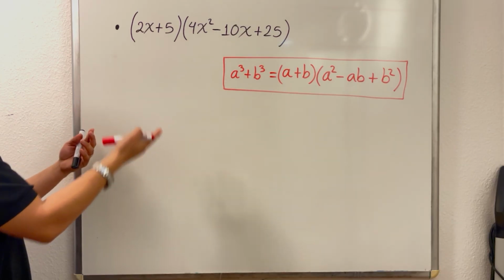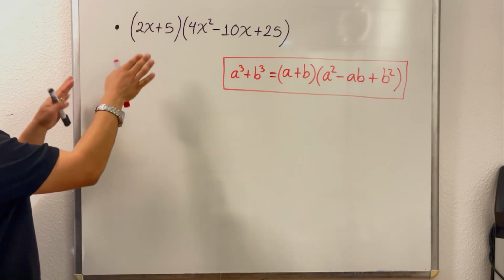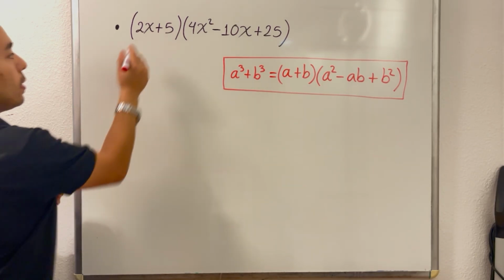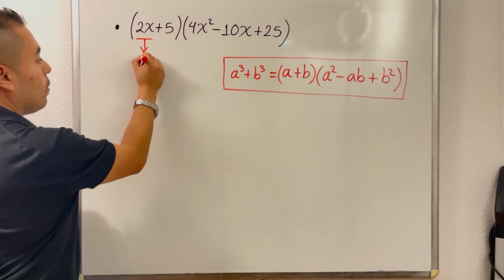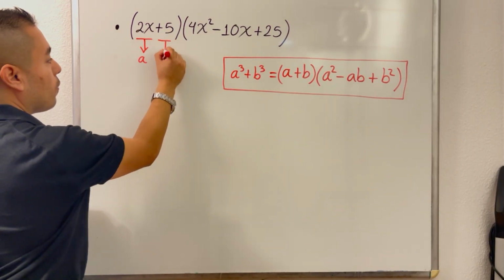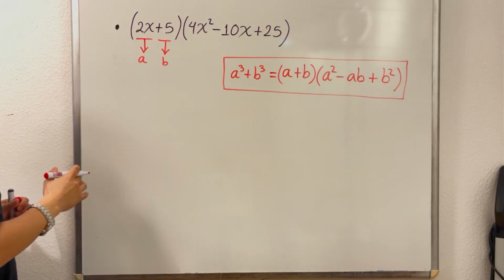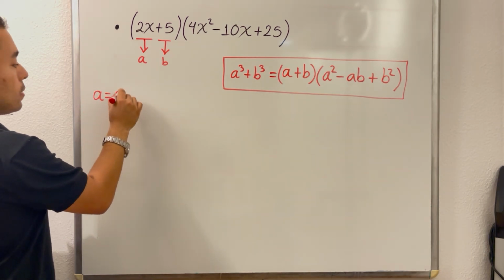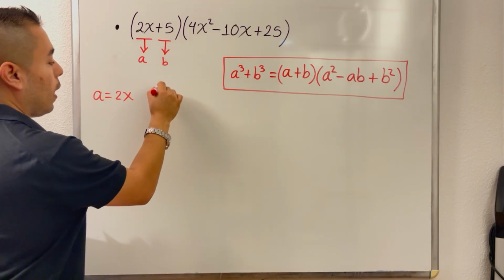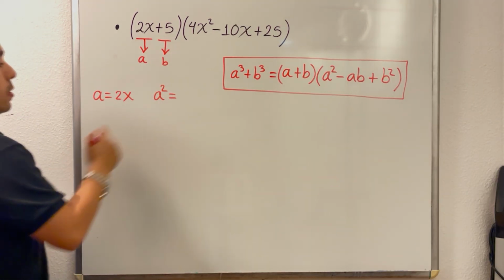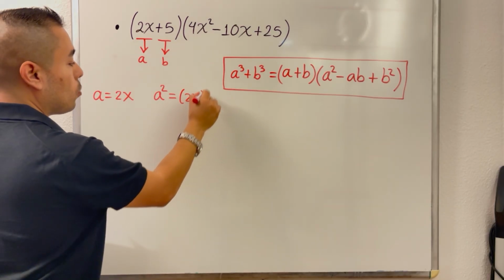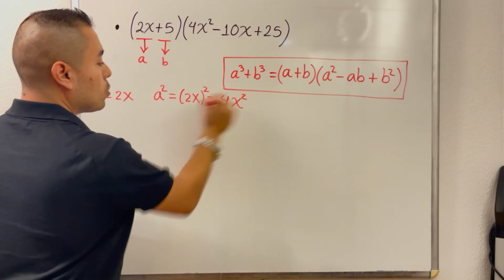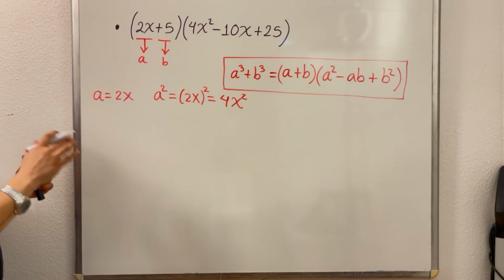So if we assume that this is a cubic and b cubic, a sum of cubes, the first thing that we need to do here is to define who is a and who is b. In this case, we're going to say that 2x is a and plus 5 is b. Then the next step we need to do is to say if a is 2x, how much will be a squared? This is 2x squared. And this will be 4x squared, according to the law of exponents.